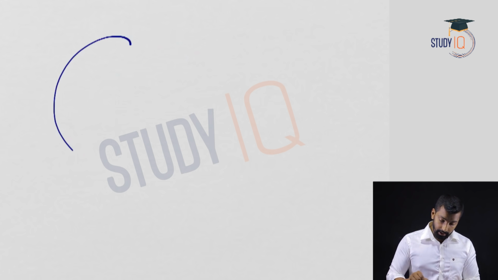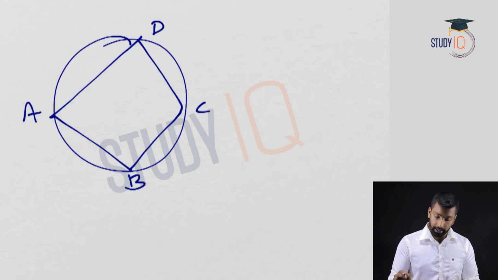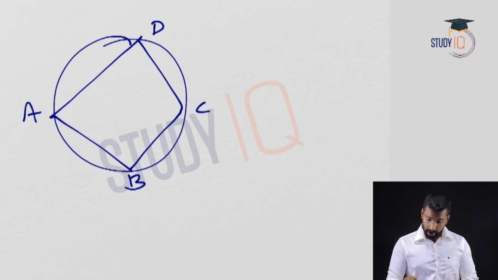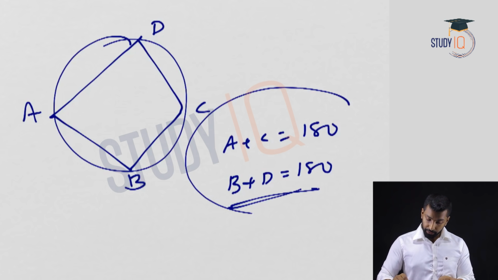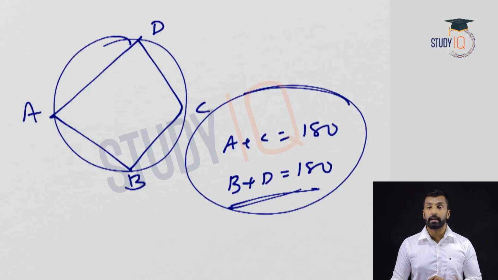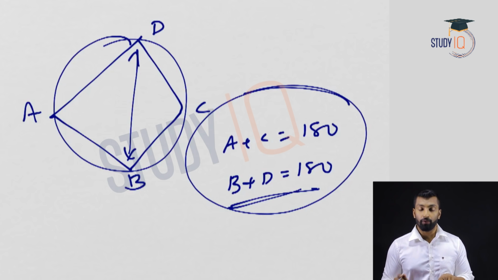Now another is a cyclic quadrilateral like A, B, C, D. See, A plus C is equal to 180 degrees, B plus D is equal to 180 degrees. The sum of either pair of opposite angles in a cyclic quadrilateral will be 180 degrees. That is a property, right? So the sum of the opposite angles will be 180 degrees.